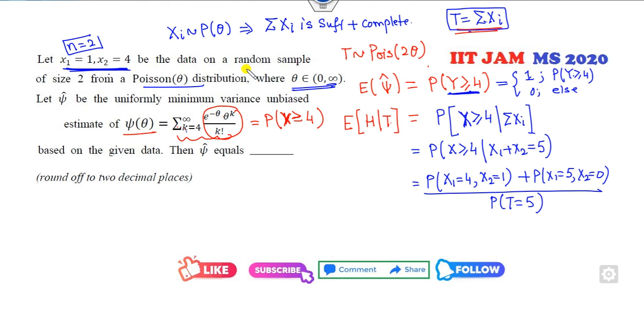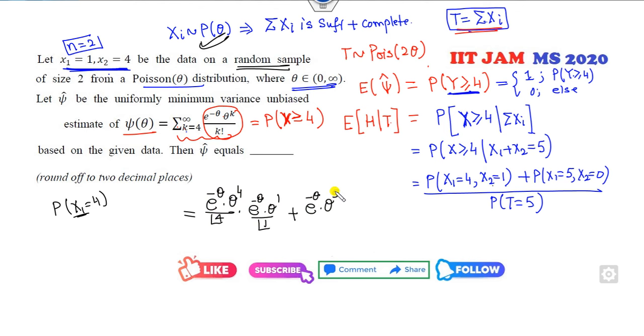Now they are my random sample, meaning independent. So what is the probability of this? What is the probability of x1 equal to 4? x1 follows my Poisson distribution. So e raised to the power minus theta, theta raised to the power 4 over 4 factorial, into e raised to the power minus theta, theta raised to the power 1, plus e raised to the power minus theta, theta raised to the power 5 over 5 factorial, into e raised to the power minus theta, theta raised to the power 0 over 0 factorial, divided by capital T.